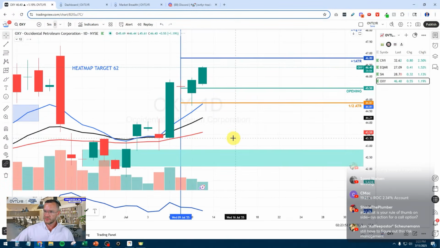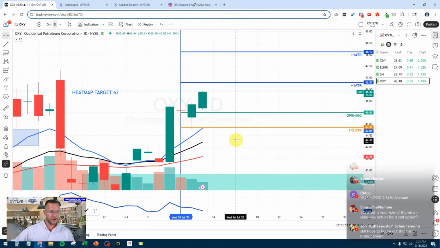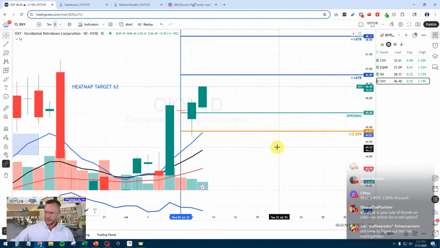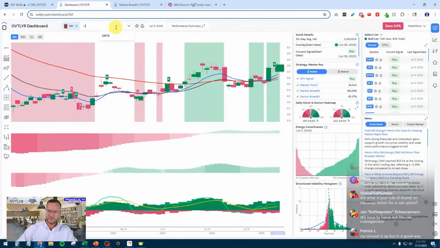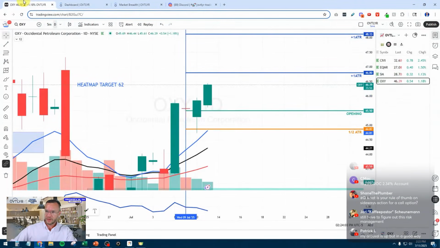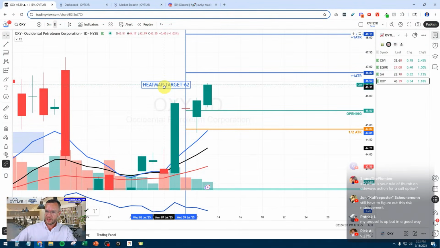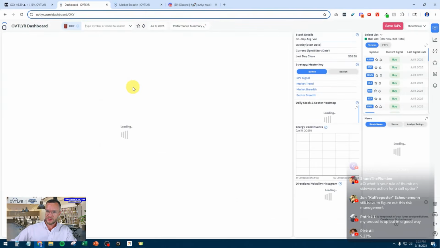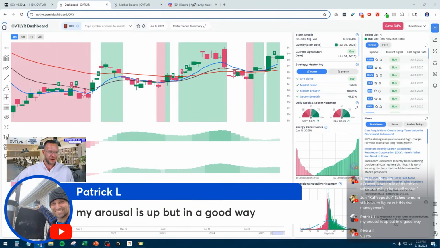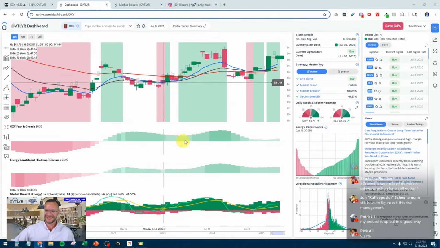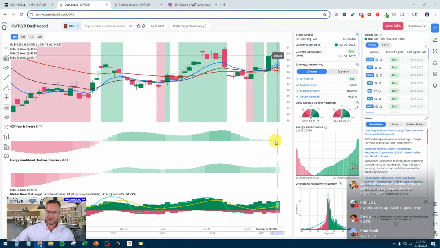Let's move on to Oxy. We still have a lot to do today. I think we are going to be putting on some new trades as well. The next one here is Oxy, OXY. Not quite up to the rolling point. Heat map target I wrote as 62. Let's see where Oxy's at right now. Rick got 9.23%. Outstanding. Patrick says my arousal is up, but in a good way.